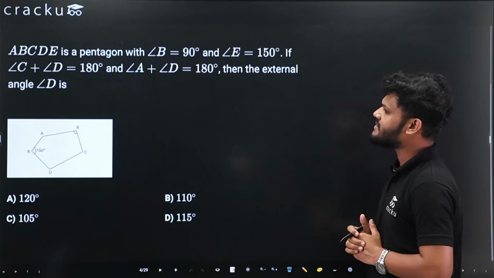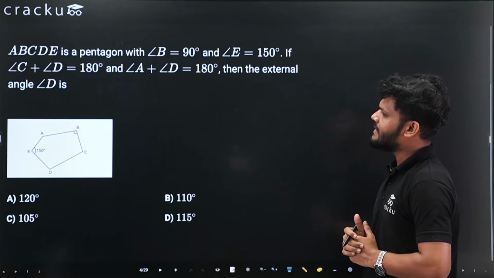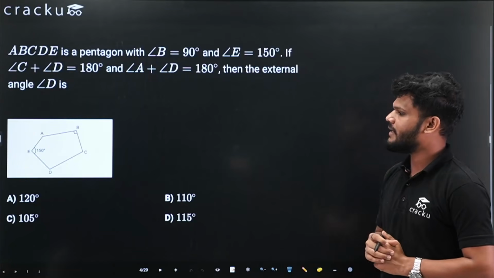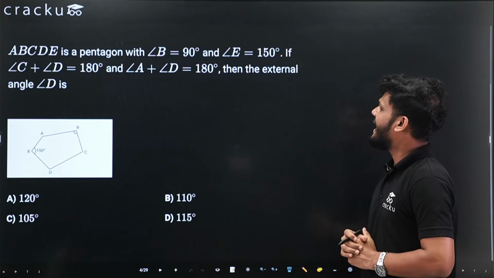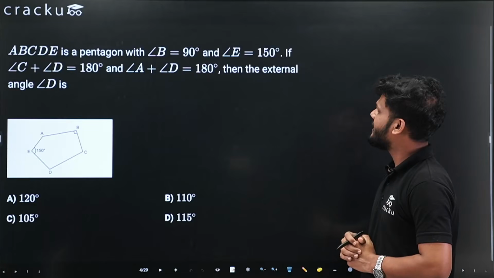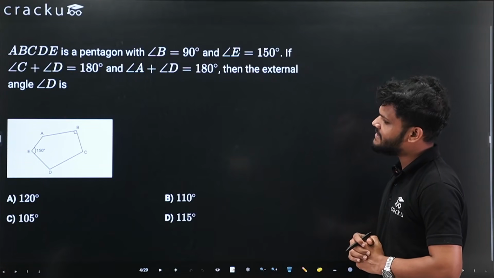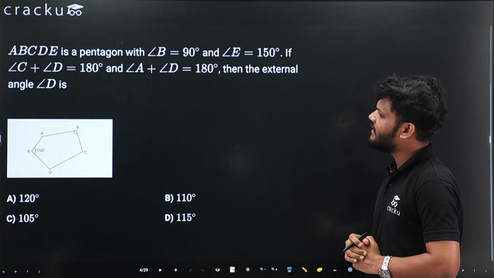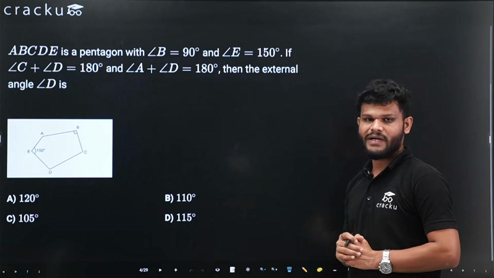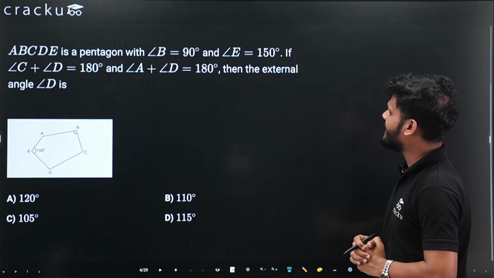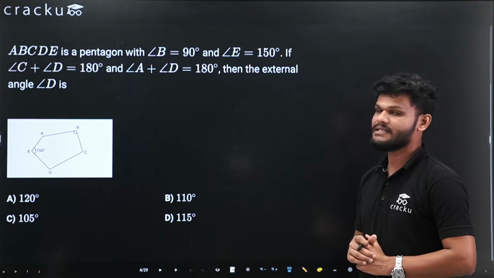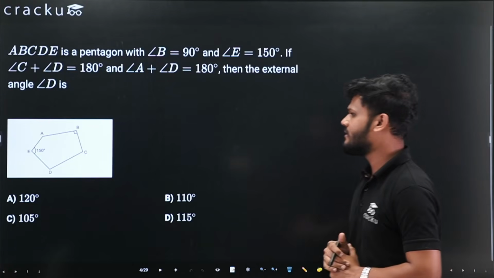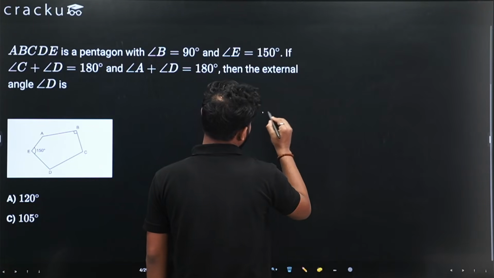In this question we are asked, ABCDE is a pentagon with angle B is equal to 90 degree and E is equal to 150 degree. If C plus D is 180 degree and A plus D is also 180 degree, then external angle D is what? What is external angle D? So let us first draw the diagram.